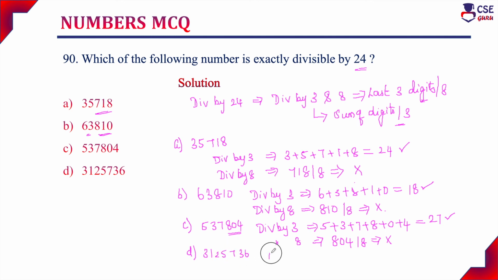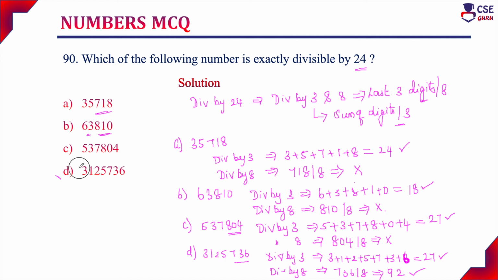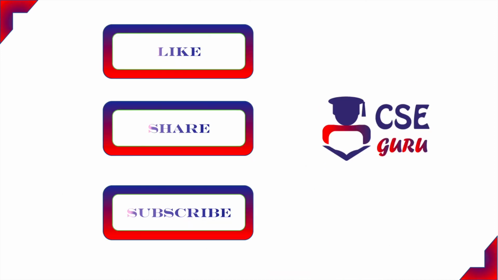3125736. And the sum for divisibility by 3 is 27. Yes, it is divisible by 3. And the divisibility rule by 8 is the last 3 digits, that is 736. Yes, it is divisible by 8. So the correct option is the number exactly divisible by 24, which is 3125736, option D. Thank you for watching this video.